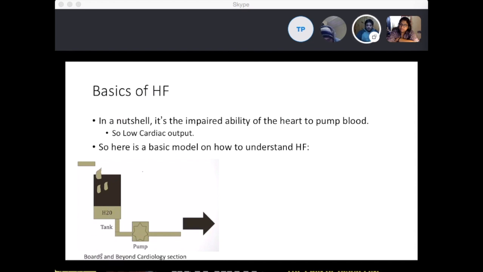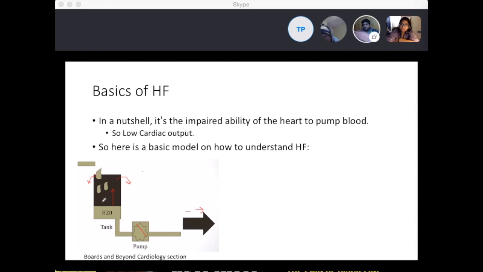However, as this water increases, why? Because this pump starts failing, you're going to have decreased amount of fluid that's getting pushed out at a time. So this water level is going to start increasing. And then over time, it's going to start spewing out. Right? So it's going to start leaking.